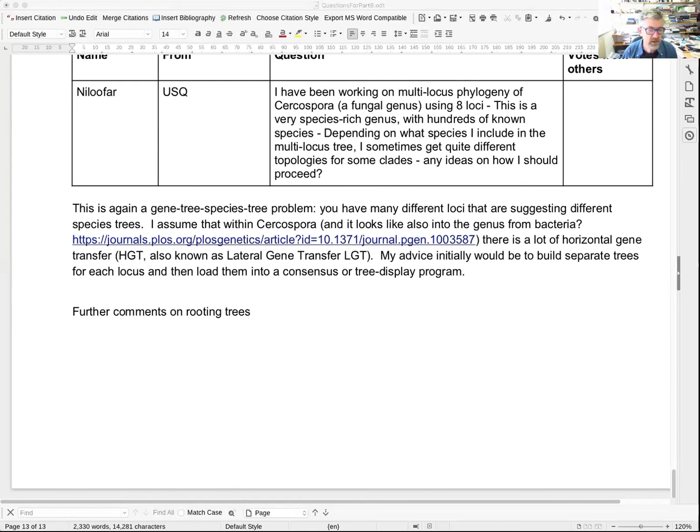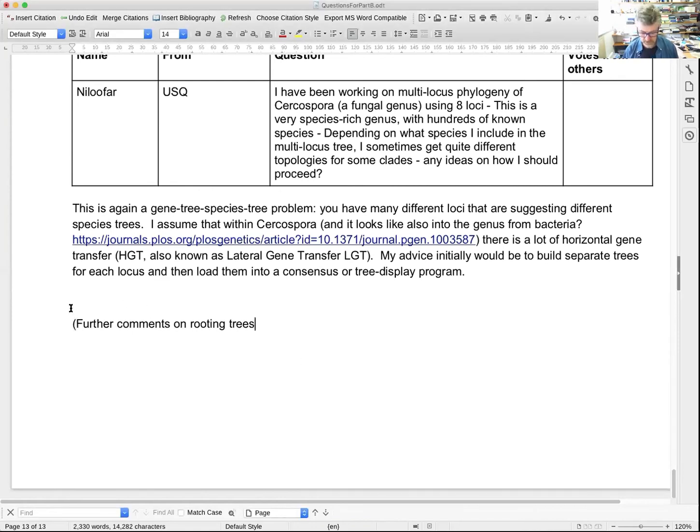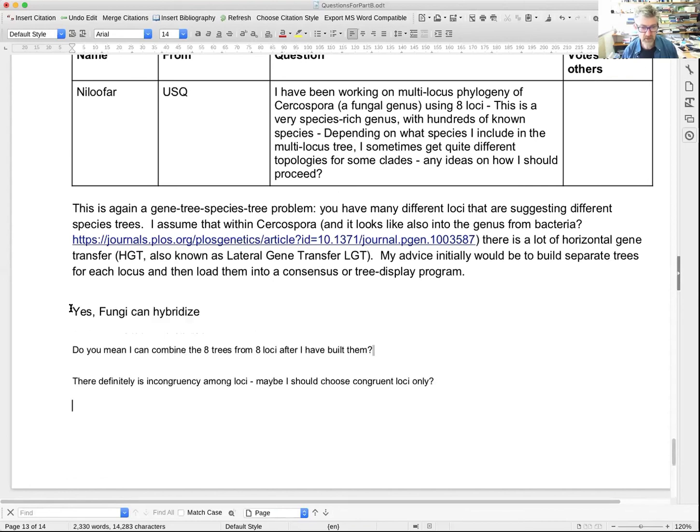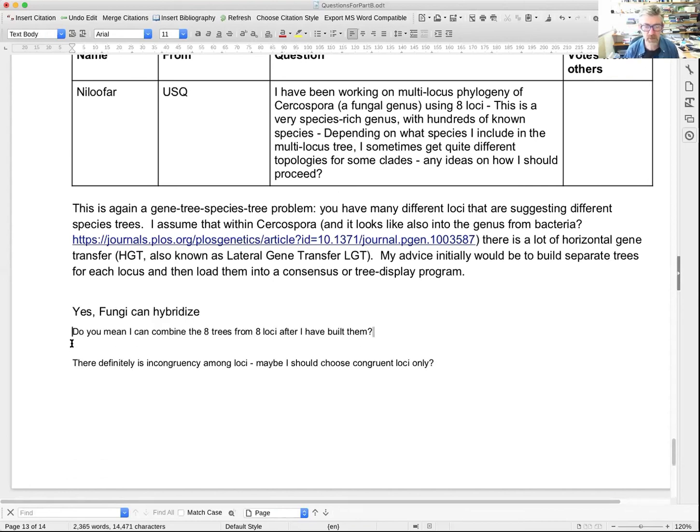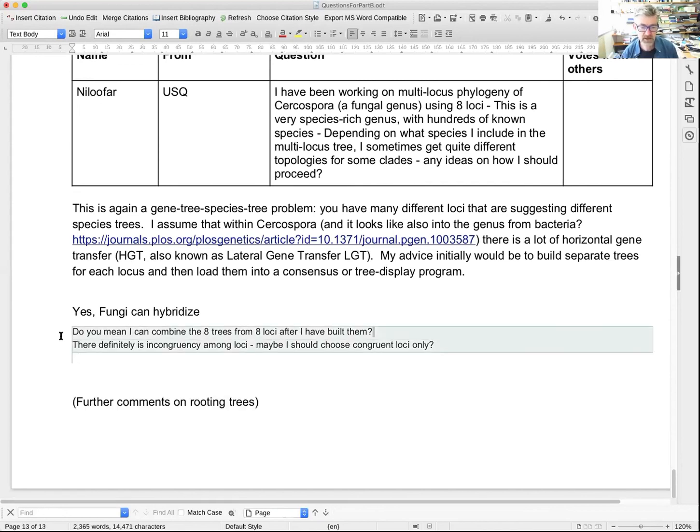Right, so yes, fungi can hybridize. Great. So that's terrific. That makes everything pretty hard. So I'll just copy that question into here. I've made a note for myself to maybe come back to that. So the question is, yes, fungi can hybridize. Do you mean that I can combine the 8 trees from 8 loci after I built them? Yes, I do. You can do that.